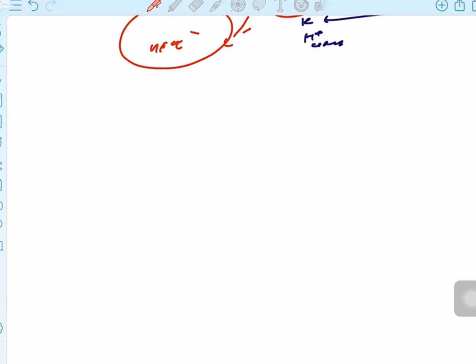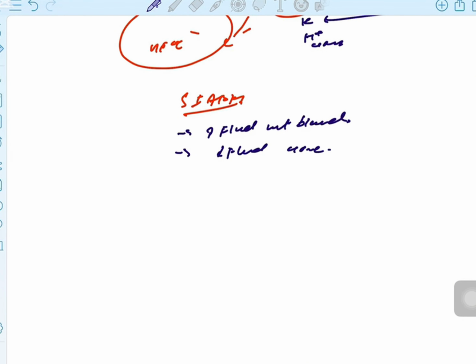Now, what is the final hallmark of SIADH? In SIADH, the maximum fluid goes into the blood, and a low amount of fluid goes into the urine. Okay, guys. When a very low amount of fluid goes toward the urine, will the urine be concentrated or diluted? It will be concentrated.